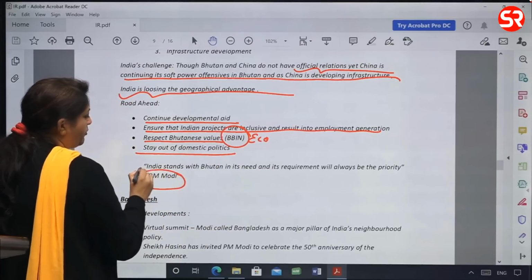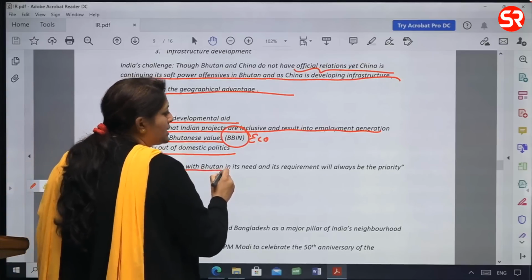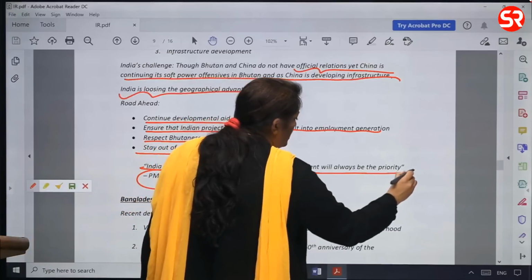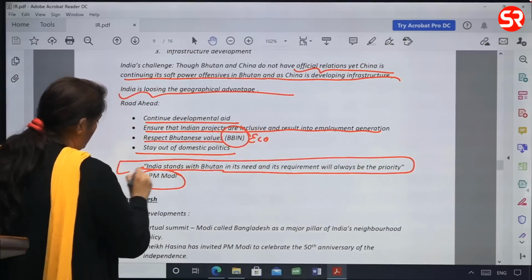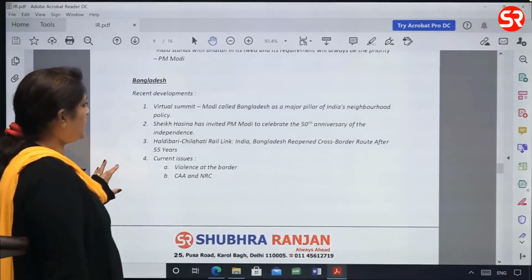And Prime Minister Modi's statement that India stands with Bhutan in its need and in its requirement will always be a priority. Now, Bangladesh.